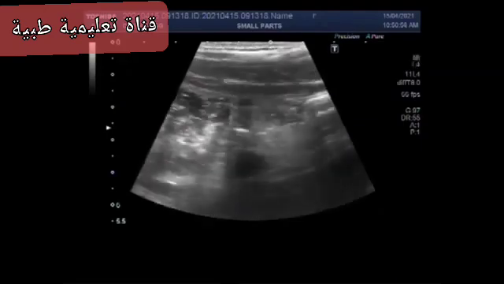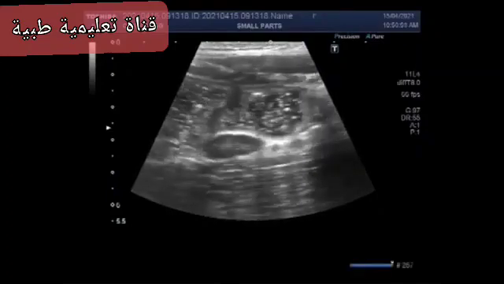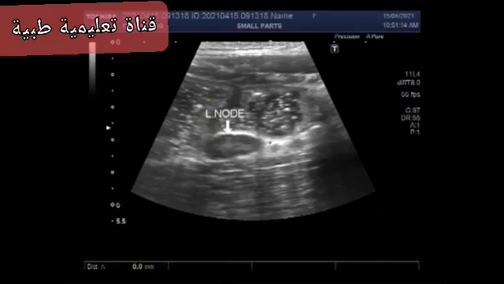You can see the ascending colon, and an enlarged lymph node is seen in the adjacent area of this cecum. This lymph node measures about 19 millimeters by 7.5 millimeters.